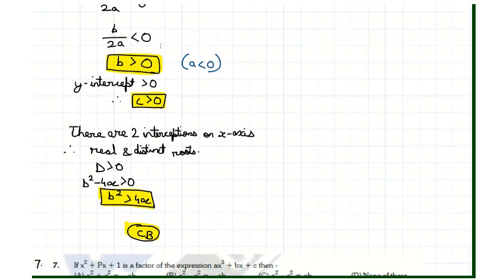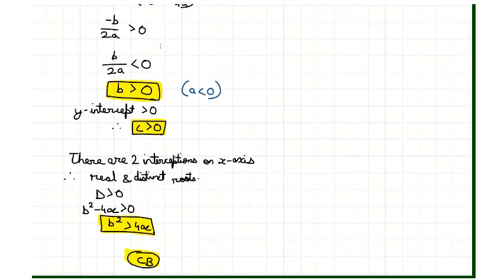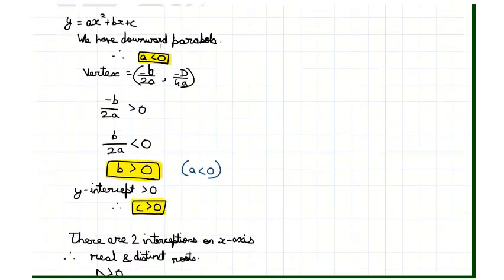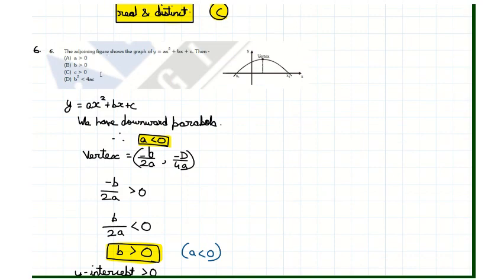And when we apply the formula for discriminant, we get d greater than 0, because there are two real roots which are distinct, b square minus 4ac greater than 0 or b square greater than 4ac. Hence, options B and C are only correct.